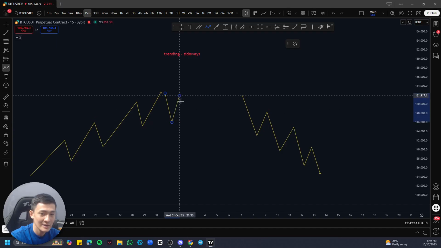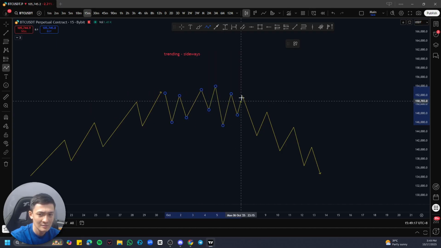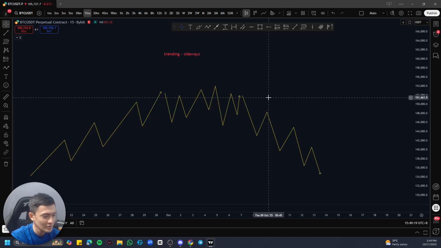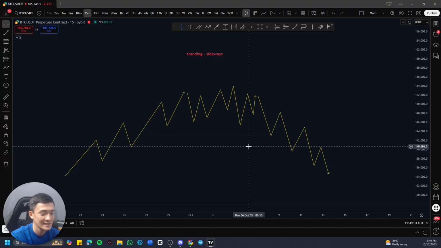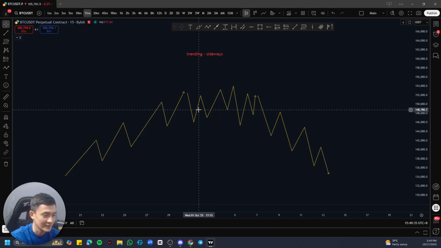Then you have sideways markets, which are very messy. You look at the chart and you can't really tell. Is it up? Is it down? 70% of the time, the market will be in a sideways range. So if you don't see a clear trend, it's probably sideways.